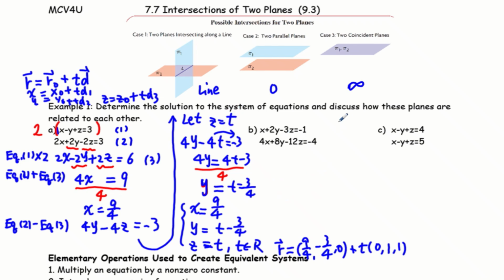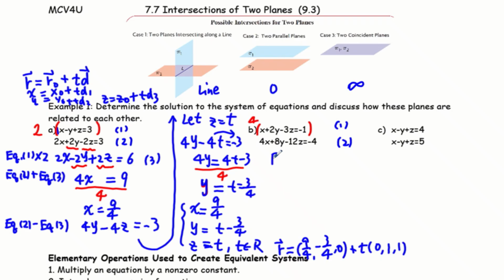And the second one, equation 1, equation 2. So again, we want to get rid of some of the variables, so we could times 4 to each of the terms in the first equation, then we subtract, we can get rid of the x. Once we get rid of x, we could let z equals t, solve for y, then go from there.